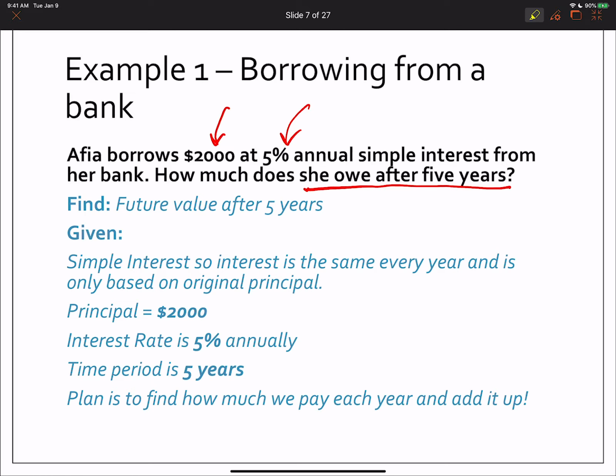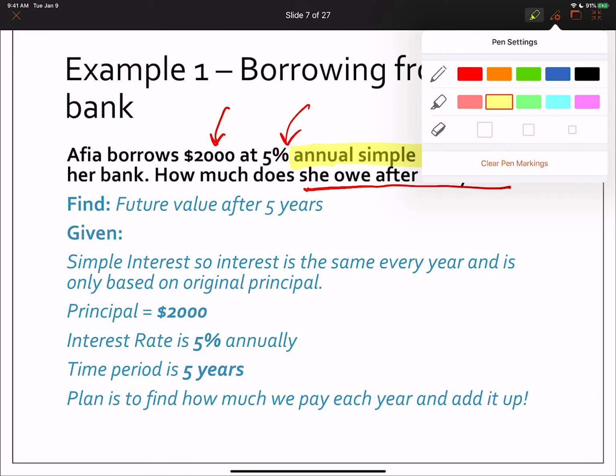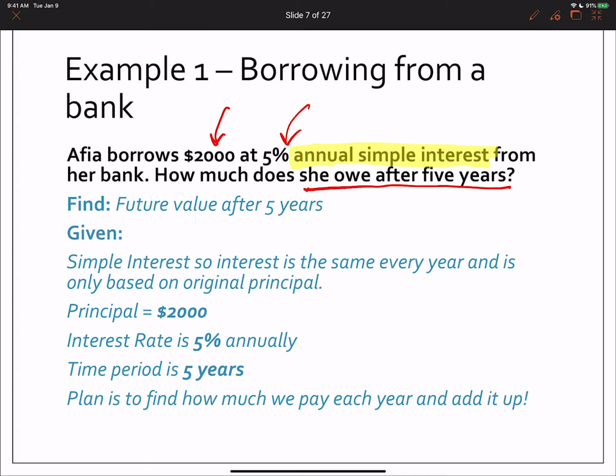The problem statement is telling us this tool right here. It's telling us that this is the tool that we need. That's the key part in the problem statement, telling us what tool we need, right? The key part. So look for that part, and then you can say, okay, I know what tool to pull out. So whenever you see annual simple interest, the tool you should pull out is F equals P times (1 plus RT). That is the tool that you should pull out whenever you see annual simple interest.